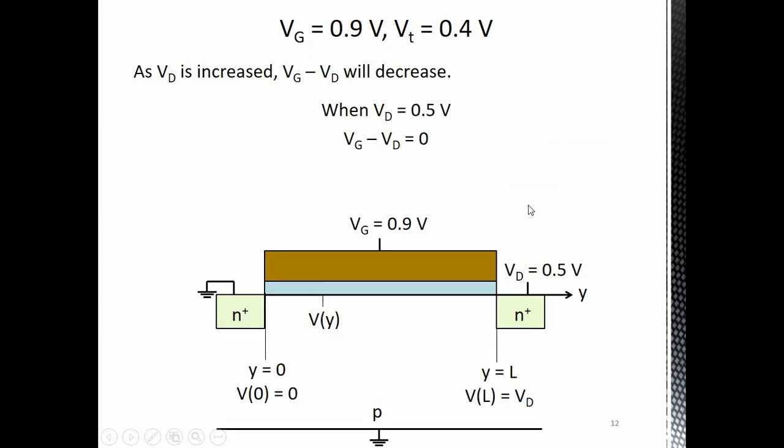Alright. Okay, so let us take a numerical case that Vg is 0.9 volts, and let us say the threshold voltage of a particular MOSFET is 0.4 volts. So when Vd becomes 0.5 volts, then Vg minus Vd becomes how much?